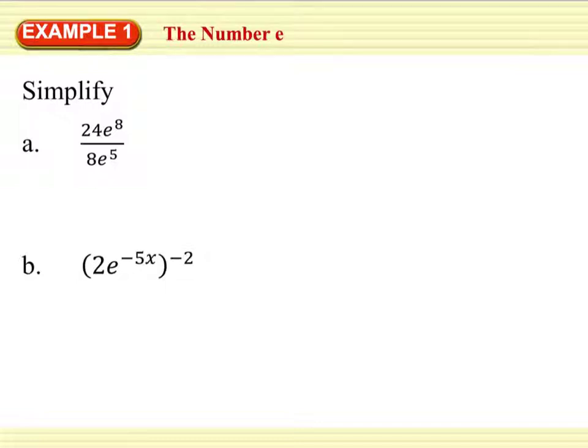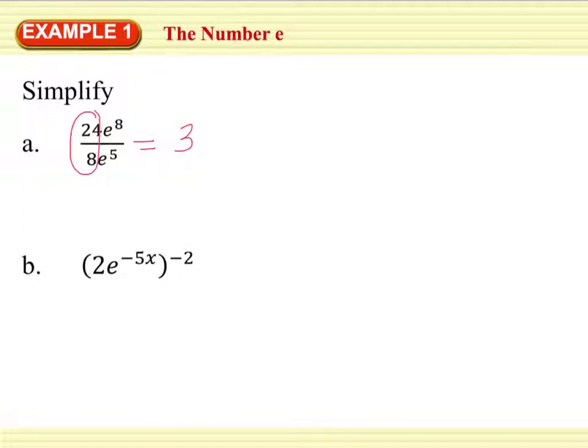So when we look at example 1, we want to simplify. And just like when we've been dealing with exponents before, you can only simplify the like pieces of a fraction or a product and so on. So when we look at part A, we're going to simplify 24e to the 8th divided by 8e to the 5th. So I'm going to simplify the 24 over 8 first, and 24 over 8 will reduce down to 3.